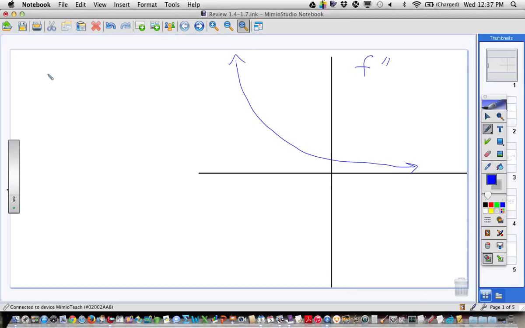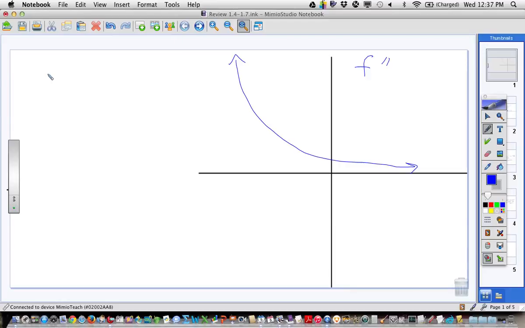F is concave up when f double prime is positive. This graph is positive always. So this would be negative infinity to infinity. Okay? Where is f prime decreasing? According to the chart, f prime is decreasing when f double prime is negative. This is never negative. So therefore it's never. This is what I mean by boring.